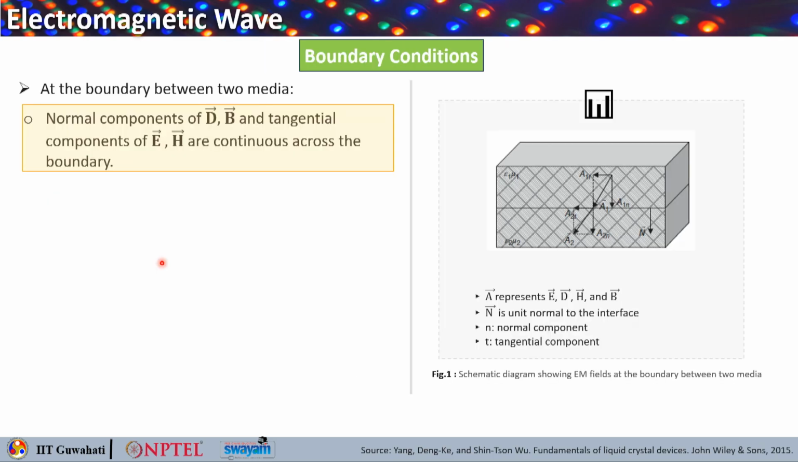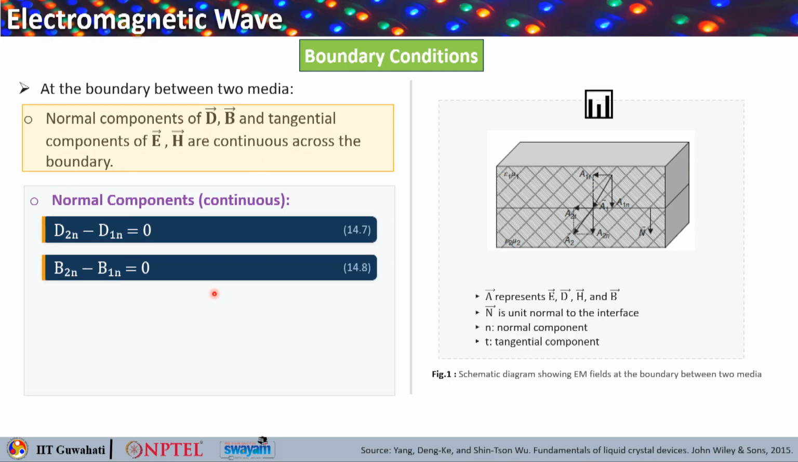Now if you have a boundary between two different media, you have to apply the boundary conditions. Let us consider there are two media like this. One has epsilon 1 and mu 1 as the permittivity and permeability. The other one has epsilon 2 and mu 2. This is the interface, the boundary between the two materials. Say a wave is propagating like this. What will happen to the wave at this particular interface? We'll see that the normal components of the displacement fields, D and B, and the tangential components of the electric and magnetic fields are continuous across the boundary.